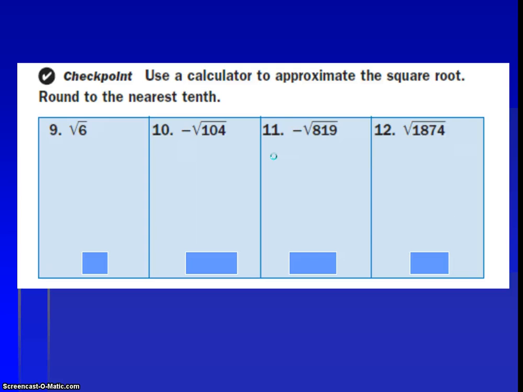So, using a calculator, approximate the square roots. Round to the nearest tenths, the first decimal place. Remember that these negatives in front just mean that in your answer, it's going to be negative. So I wouldn't even put in negatives at all into your calculator. Get a calculator, pause the video, and try 9 through 12. See Mrs. Shea to get your work checked.